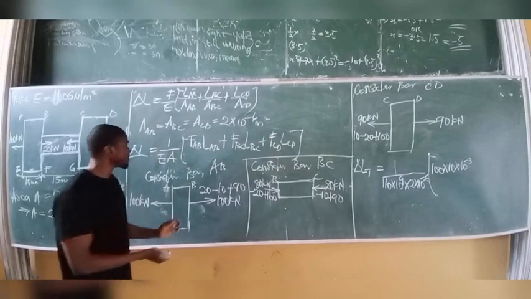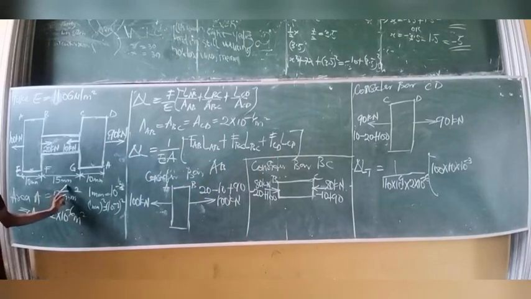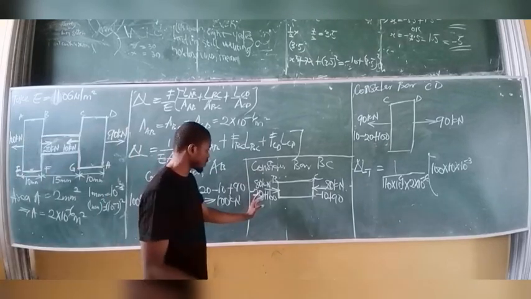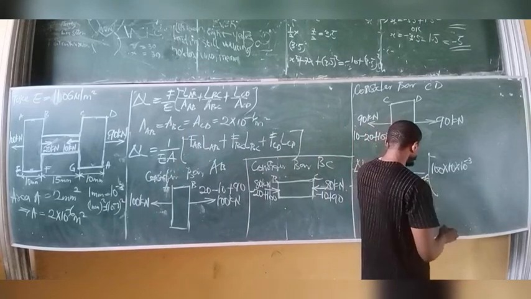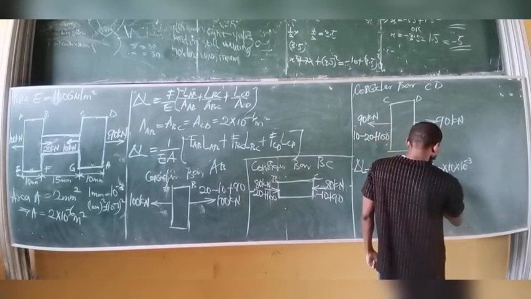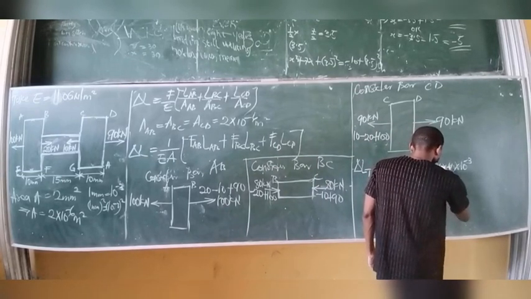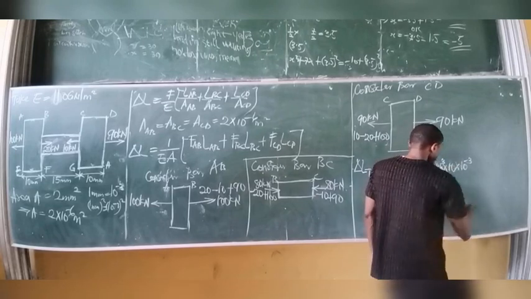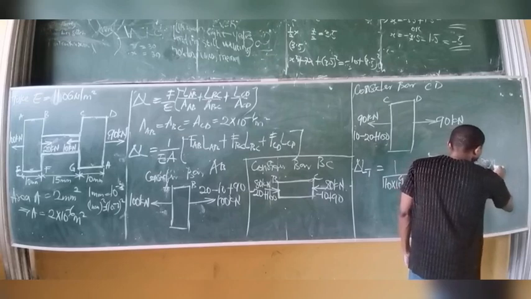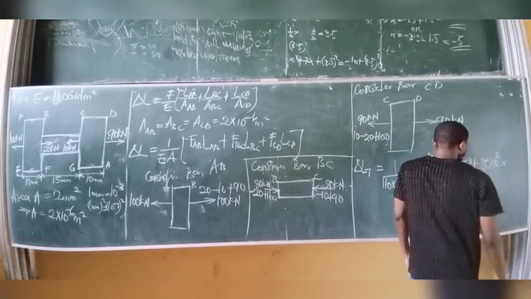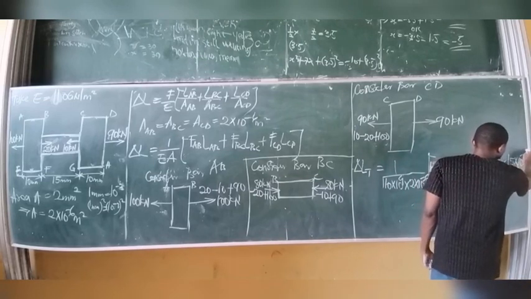Next is force BC times length BC. The length of BC is 15 millimeters. Force BC we obtained as 80 kilonewtons. So please, this is kilo. Kilo is also times 10 to the power of 3. So 100 by 10 to the power of 3, plus force BC is 80 kilonewtons. So 80 by 10 to the power of 3 times the length of portion BC, which is 15 millimeters. So 15 by 10 to the power of minus 3.